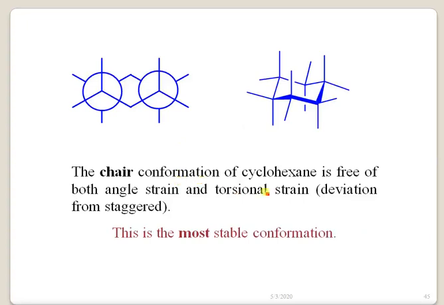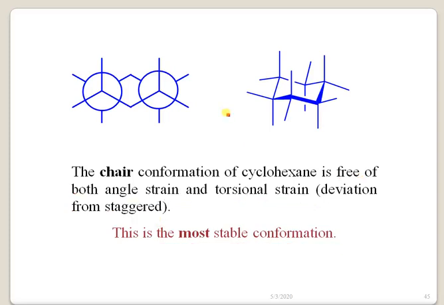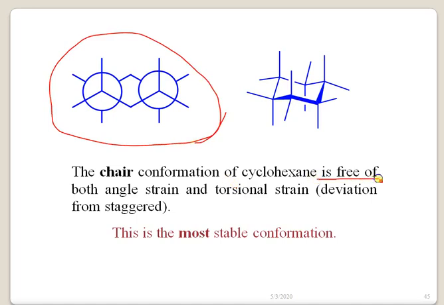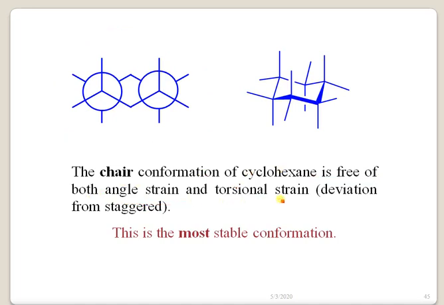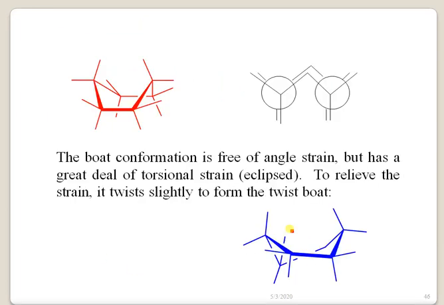The chair conformation of cyclohexane is free of both angle strain and torsional strain, with no deviation from the staggered arrangement. Thus, this is the most stable conformation. The chair conformation is more stable than the boat conformation because it is free of both angle strain and torsional strain, and it is staggered. It is represented by the Newman projection of cyclohexane. It is more stable than the boat conformation, as we will see in the next slide.